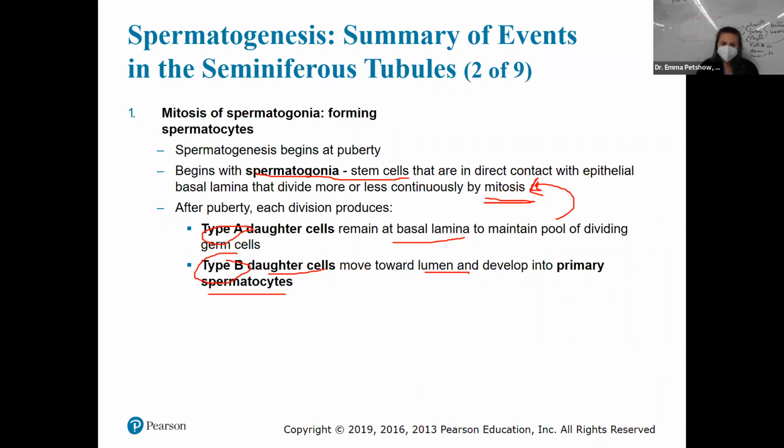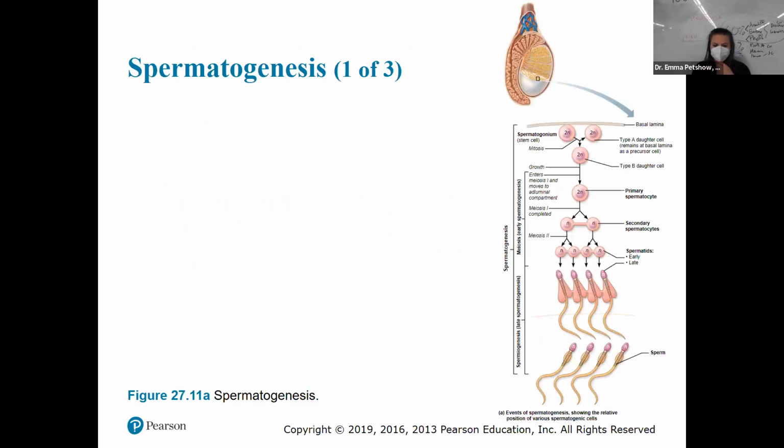So in mitosis of spermatogonia, step one of spermatogenesis, you're going to have spermatogonia, which are stem cells dividing by mitosis. After puberty, you get type A and type B daughter cells. Type A daughter cells continue to do what the spermatogonia are doing. They continue to divide using mitosis. Type B daughter cells move away towards the lumen, and they develop into primary spermatocytes. So this is the process visually, the whole process here. We just talked about our spermatogonium and our mitosis and our type B daughter cell. So this is what we've talked about so far.